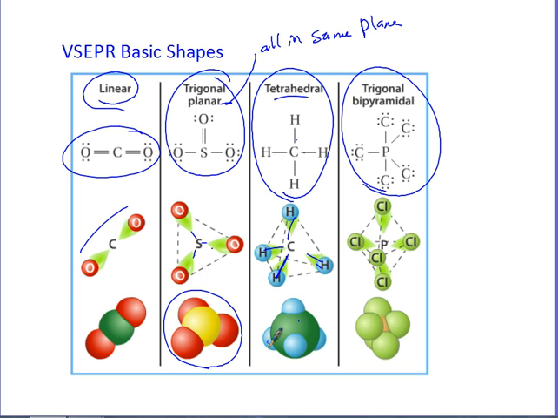The trigonal bipyramidal, it's almost like 2 planes sitting on top of each other, 2 pyramids on top of each other, which is why it's called bi in the pyramid.